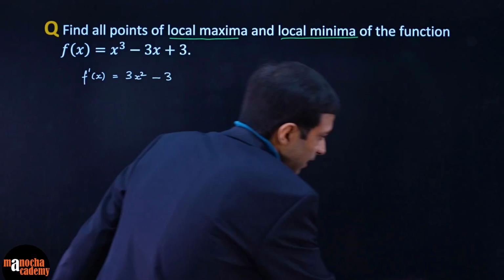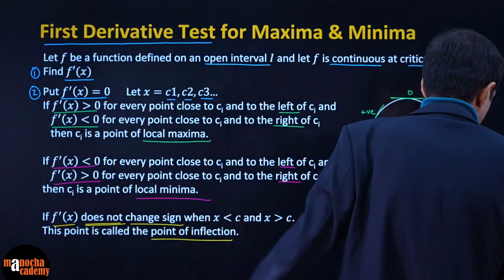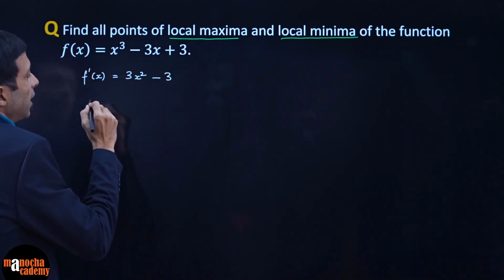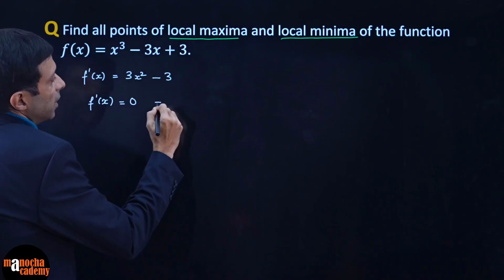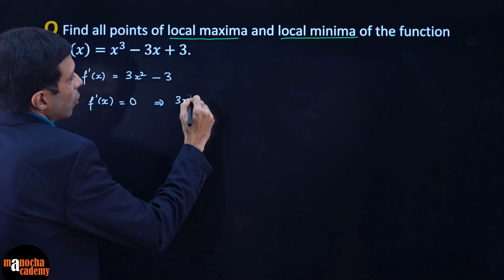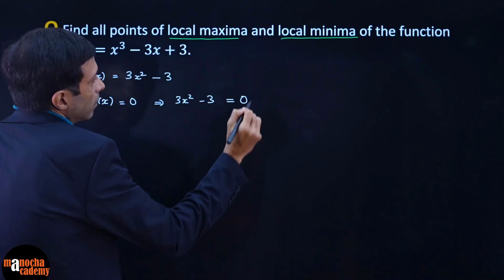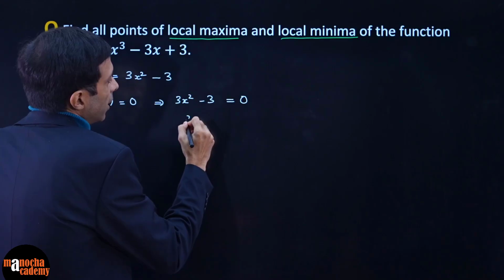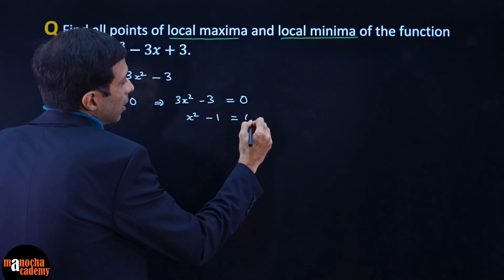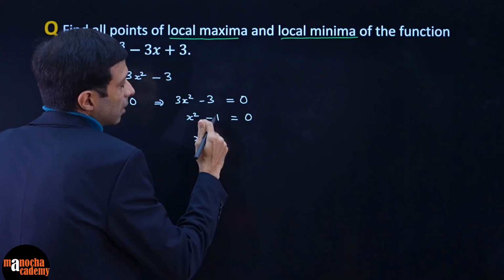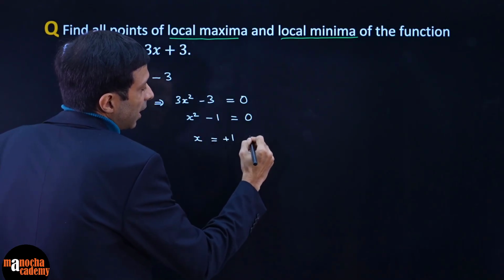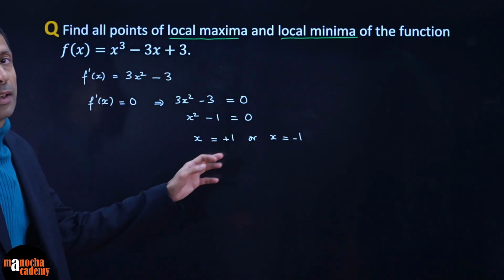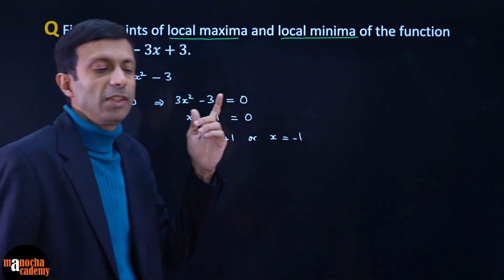What is the second step, guys? Take a look. It said put f dash x equal to 0 and solve. Not f x, f dash x. So putting f dash x equal to 0 means 3x square minus 3 equal to 0. Here I can take the 3 common, so x square minus 1 equal to 0. That means x square equal to 1, so there are two possible options, x equal to plus 1 or x equal to minus 1. That means I'm getting two values where f dash x can be 0.